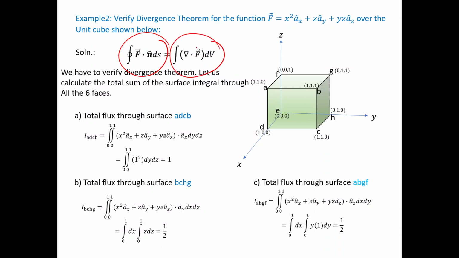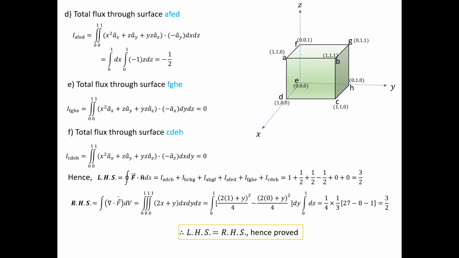Now let us find the RHS, the volume integral. For that we need to calculate the divergence. Now this is our vector f, its divergence will be 2x plus 5. So the volume element will be dx dy dz. On performing simple integration, we can obtain the value as 3 by 2. And you can see the LHS, the surface integral, equals the volume integral, hence proved.